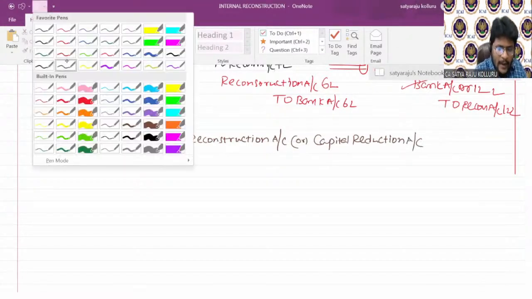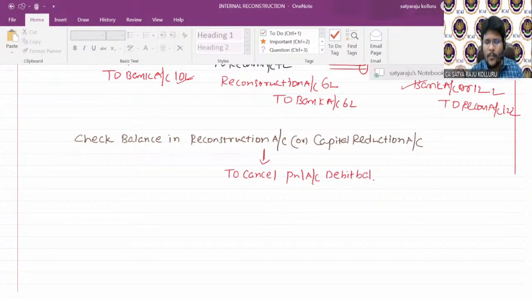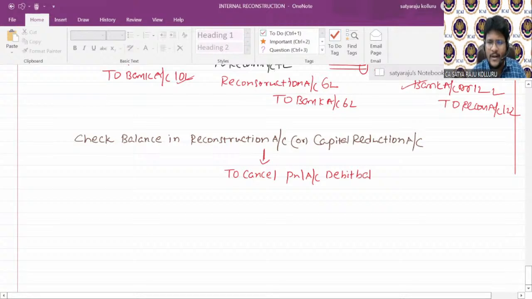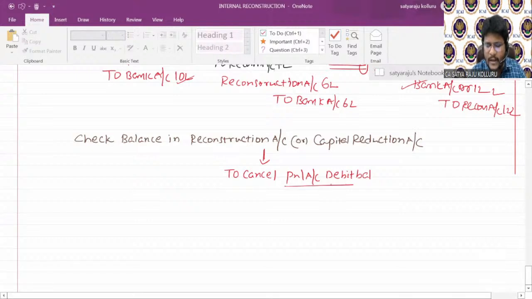Now, such balance needs to be applied to cancel the profit and loss account debit balance. Whether they mention it in the problem or not, that is not relevant for us. The main objective of conducting the internal reconstruction procedure itself is to cancel or nullify the profit and loss account debit balance with the balance of the reconstruction account.